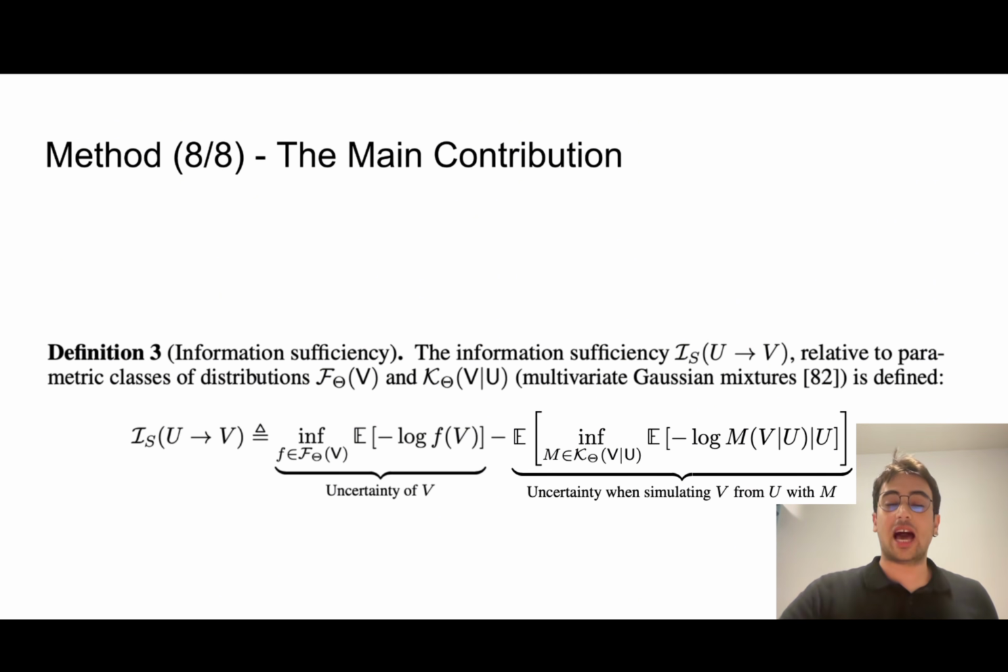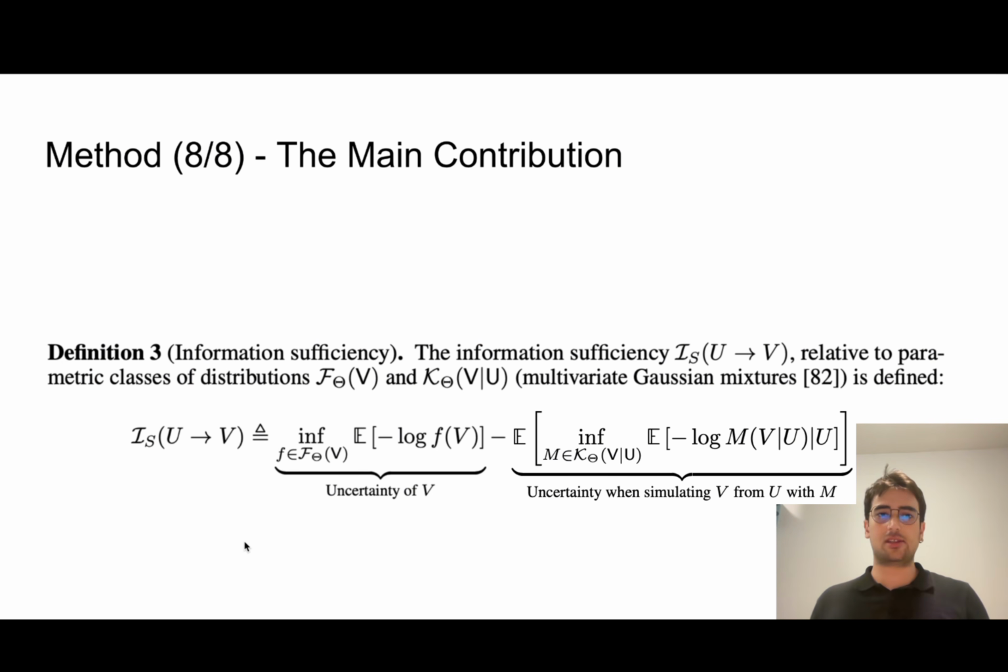So you look at how much information is left, how small or big, when you simulate V from U, the big embedder, let's say. Why do you have this uncertainty of V?